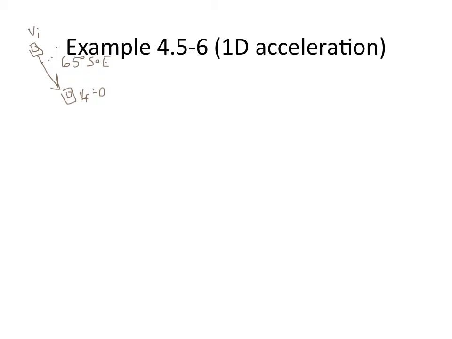The only thing is we need to do something with this initial velocity and final velocity. So v initial, I'm going to write this over here on the right-hand side. V initial equals what? It's 25 meters per second at what angle? Well, we said it was 65 degrees south of east. And the final velocity, v final, that's 0 meters per second, right? Because it comes to a stop.